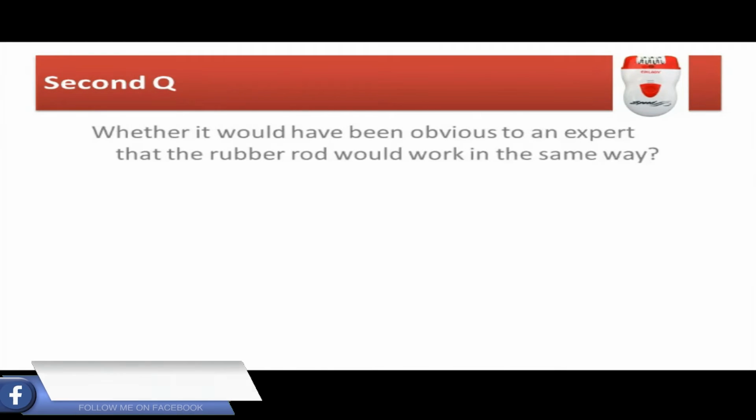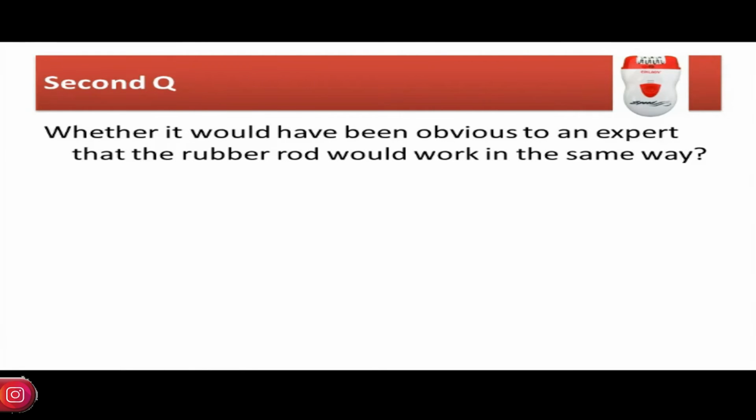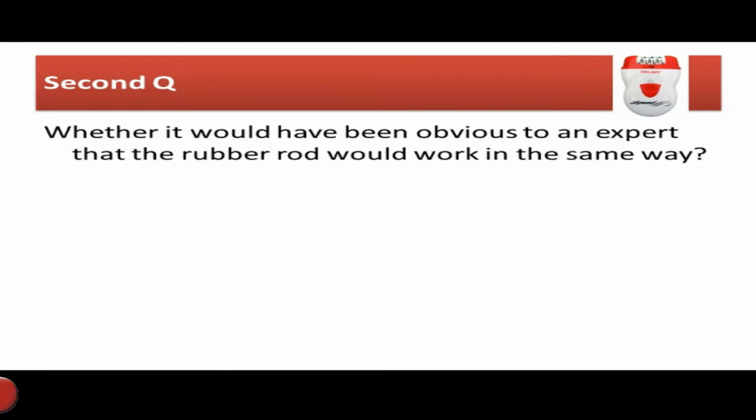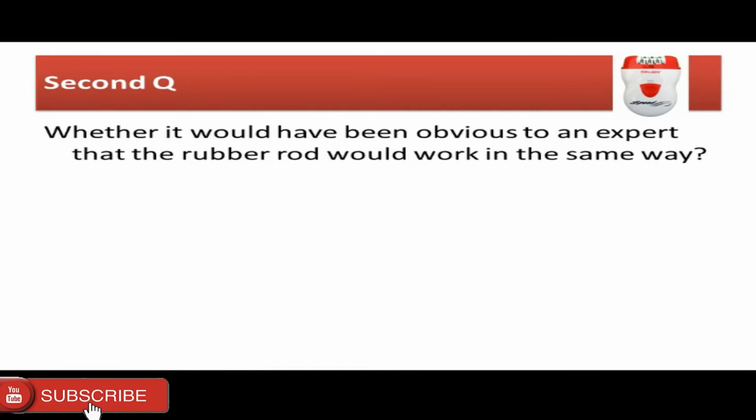So moving further with this, we have another question, the second question. Whether it would have been obvious to an expert, because patent infringement will have to be decided not from the point of view of an ordinary advocate or an ordinary person. It should be understood and decided from the point of view of an expert in the area, a person skilled in the art. We spoke about that earlier. So the same question should be asked from the point of view of an expert.